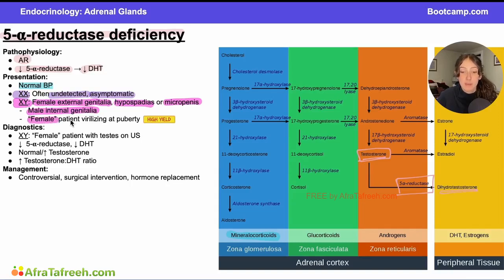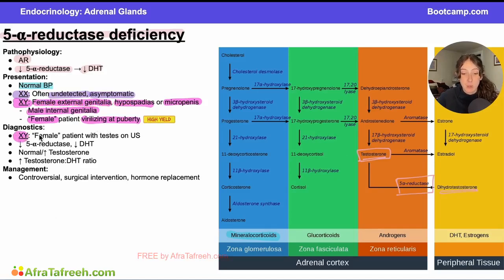The classic buzzwords that this would present with on a board style question are a quote unquote female patient, female in quotes, because of course we know that this patient is actually XY, virilizing once they reach puberty. So once this patient reaches puberty and the testosterone levels increase as they normally would around the time of puberty, you will start to see some of this virilization. And that is oftentimes when this difference of sexual differentiation is detected.